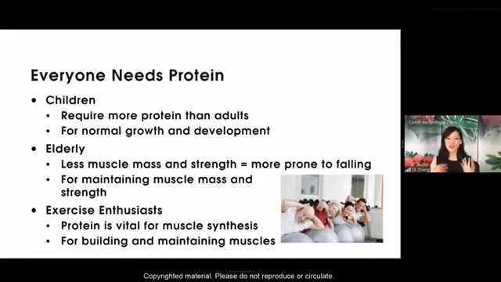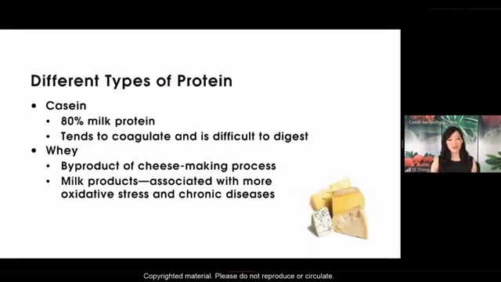And this is a huge contributor to falls or the lack of mobility as they get older. So they do need more protein to help maintain the muscle mass and strength. And exercise enthusiasts, I'm sure you all know you want protein because protein is vital for muscle synthesis. There are a lot of different types of protein.